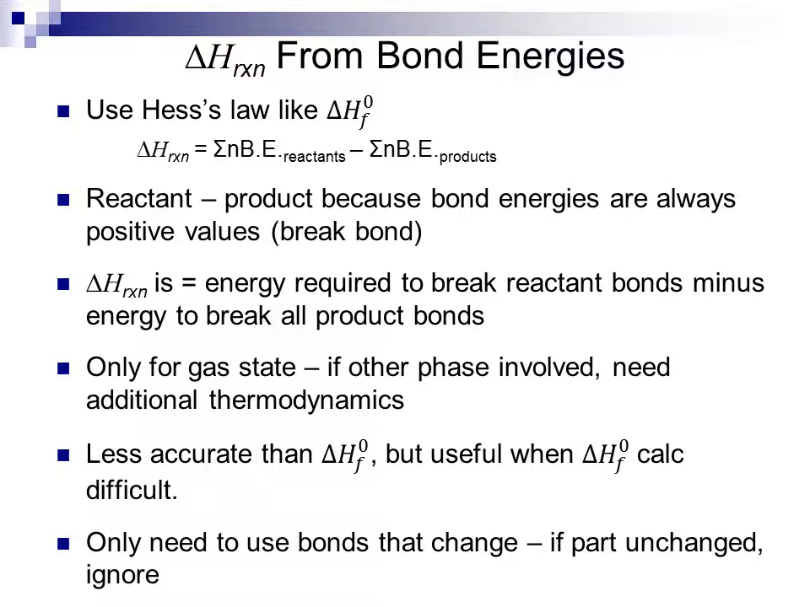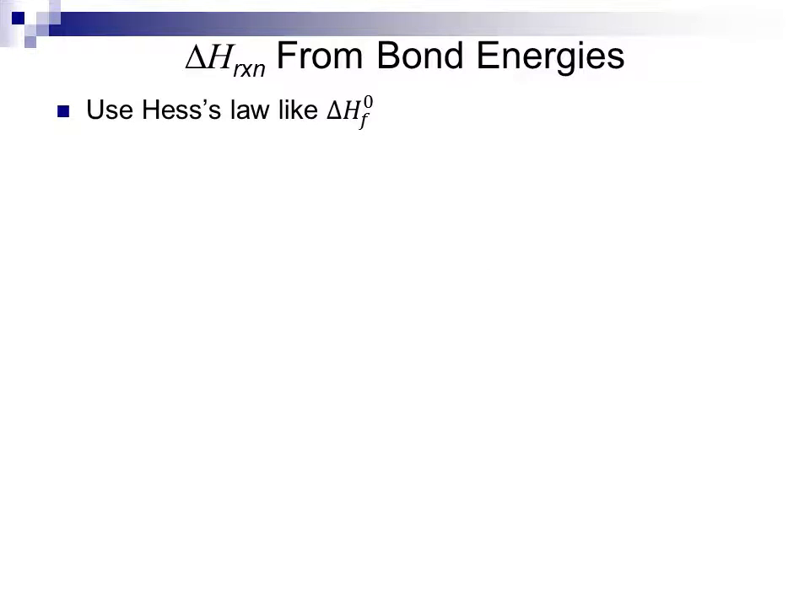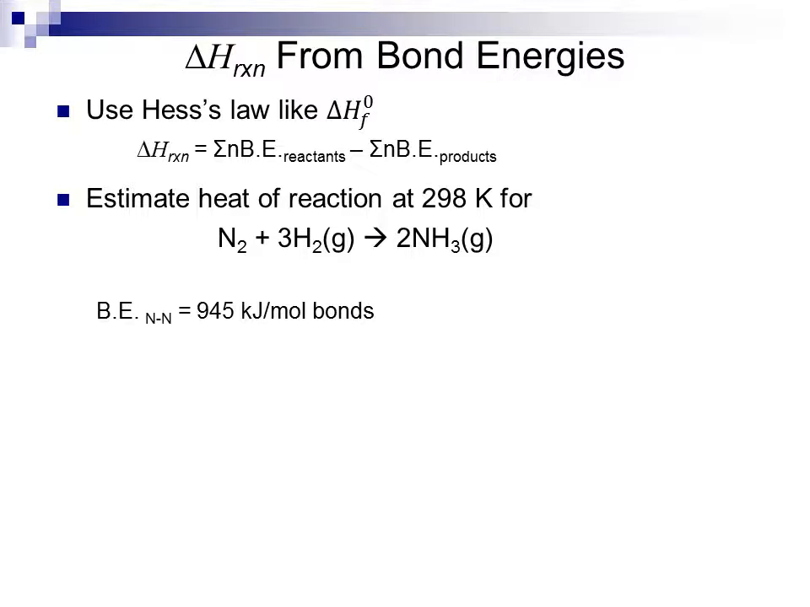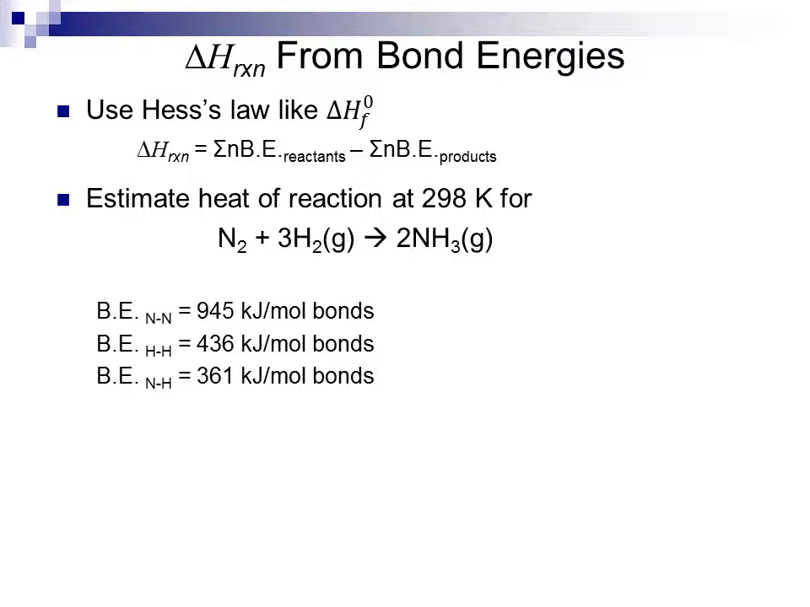The only thing that we need to worry about, though, in this kind of a process is the bonds that are changing. If there are any parts of the molecule that are left untouched in the course of the reaction, we can ignore that. So we're only concerned with the parts of the reactant that are changing, the parts of the product that are changing. As an example of this, looking at the Hess's law concept using this equation, if I want to estimate the heat of reaction at 298 Kelvin for the process here where I take nitrogen and hydrogen and combine them to make ammonia, the bonding energy of a nitrogen-nitrogen bond is 945 kilojoules per mole of bonds. For hydrogen-hydrogen, it's 436, and for nitrogen-hydrogen, it's 361.